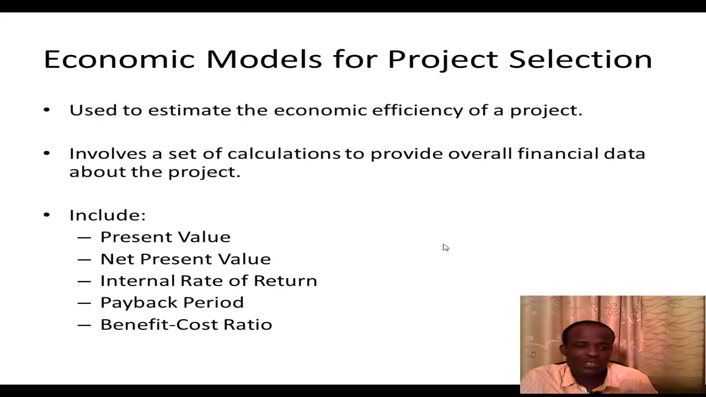Now let's zoom straight into the economic models for project selection. These are used to estimate the economic efficiency of the project, and these models involve a set of calculations to prove the overall financial data about the project, so that if the project is able to meet some financial targets, then of course it will be selected. Some of the models we're going to look at are the present value, net present value, internal rate of return, payback period, and then benefit cost ratio.